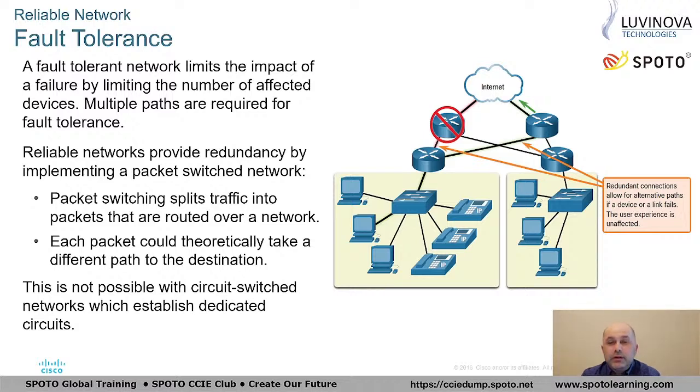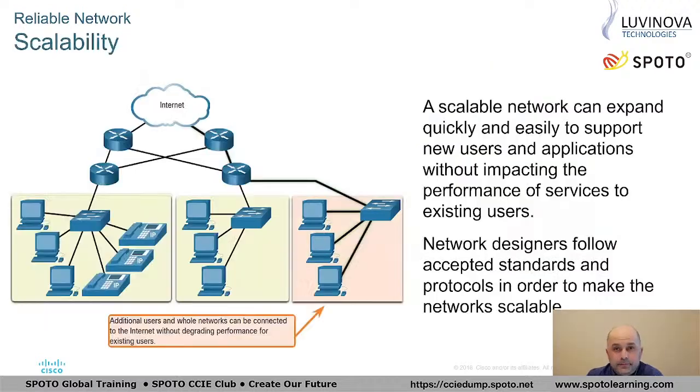Reliable network provides redundancy by implementing a packet switch network. So what does it mean? Packet switching splits the traffic into packets that are routed over the network and take different paths in the event of a breaking line or a breaking device itself.